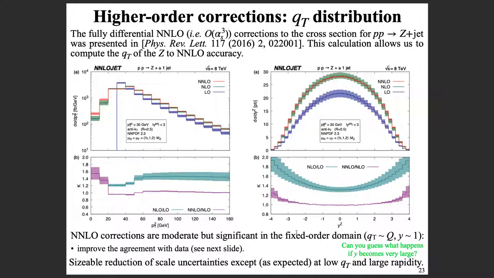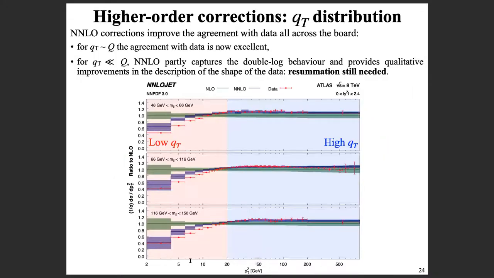We will see a little later how significant they are. In particular, they improve the agreement with data. And remarkably, the reduction of the theoretical uncertainty, which is given by varying this scale, gets much smaller as you go to higher order. So this also signals the fact that the perturbative series is converging. Now let me show you how these predictions compare to data.